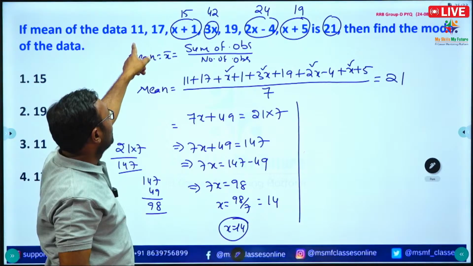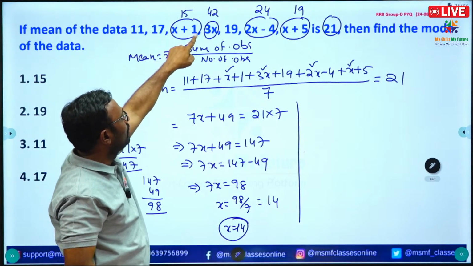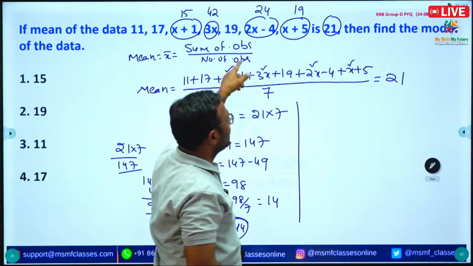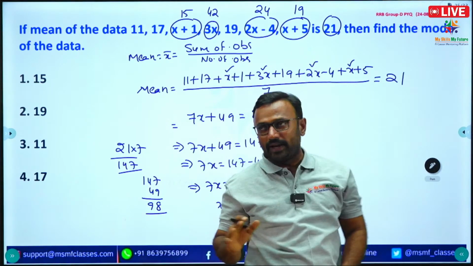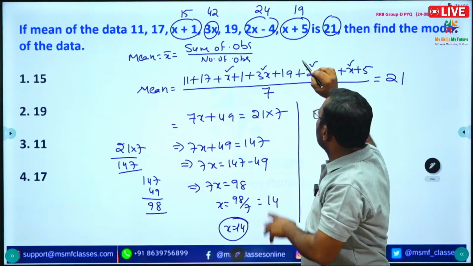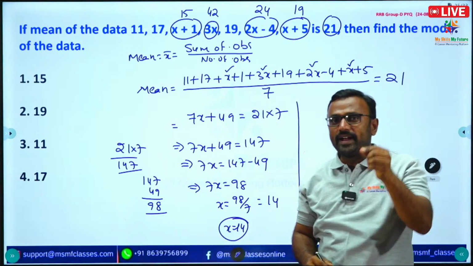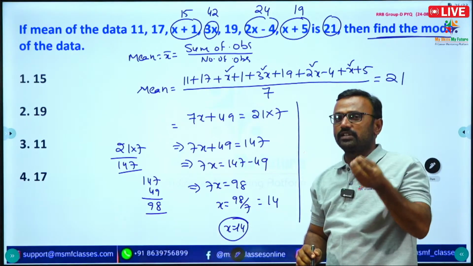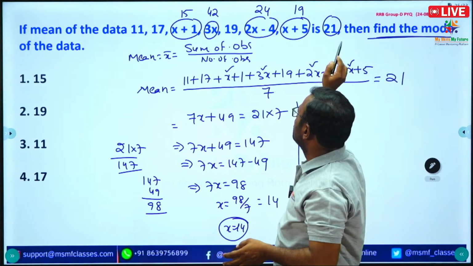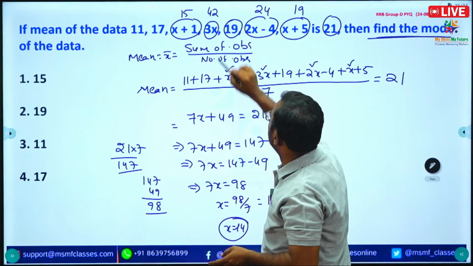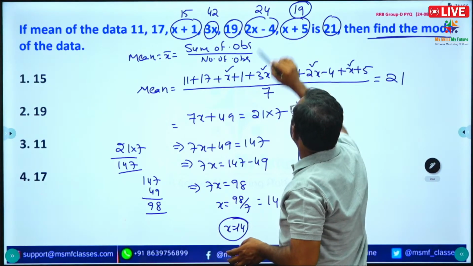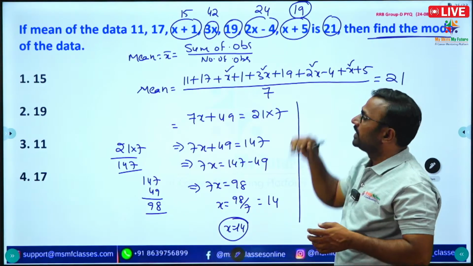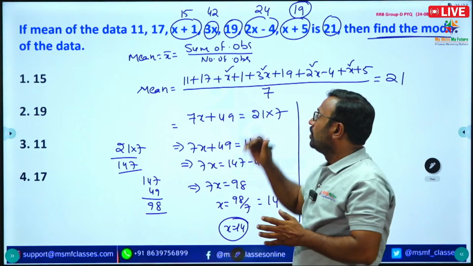So 11, 17, 15, 42, 19, 24, 19. The mean of these numbers is 21. So by the information we found the x value. So they asked what the mode is. Mode is nothing but the most frequently repeated value. Here 19 is repeated two times. No other value is repeated more than two times. So we can consider 19 as the modal value for the data.